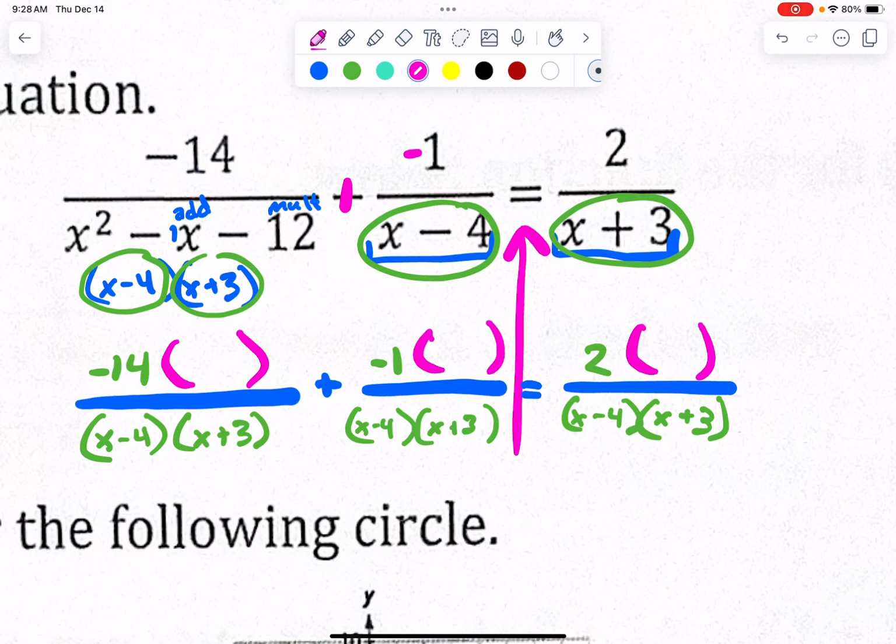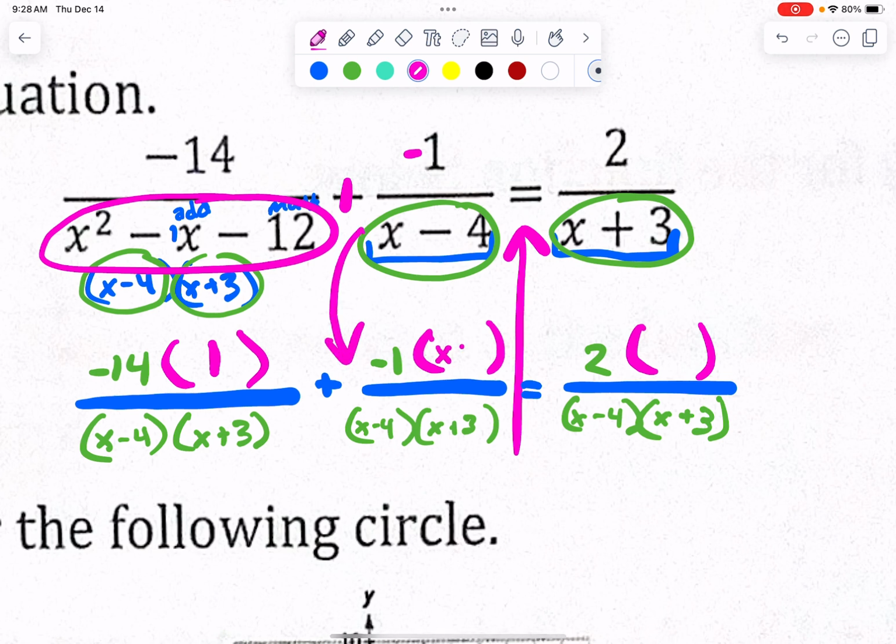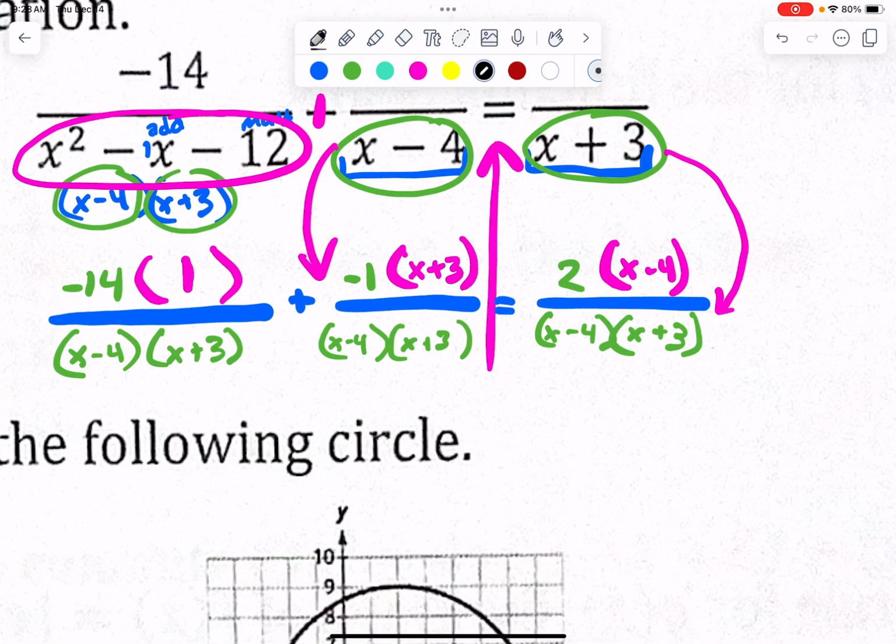Okay. So if I'm looking at the bottom of my 14, he has both of these pieces, so he doesn't need anything. You can put a 1 here if you want to, or you don't have to multiply by anything because he's not missing anything. But this guy is missing an x plus 3, so I have to multiply him by x plus 3. This guy is missing an x minus 4, so I'm going to multiply him by x minus 4. Then my bottom cancels.